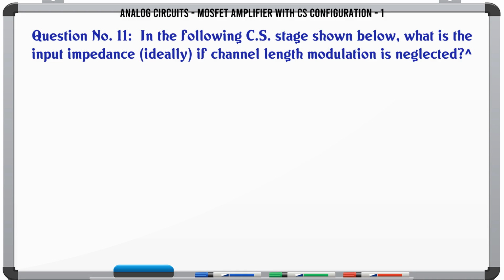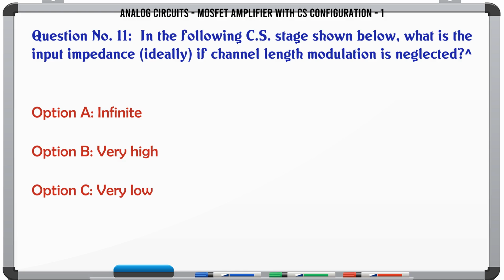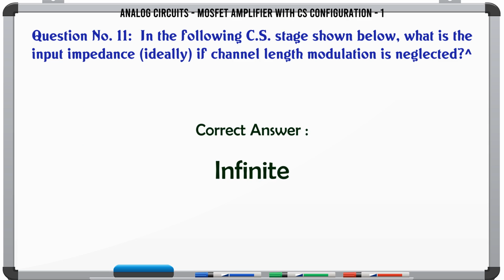In the following CS stage shown below, what is the input impedance ideally if channel length modulation is neglected? A, infinite, B, very high, C, very low, D, cannot be determined. The correct answer is infinite.